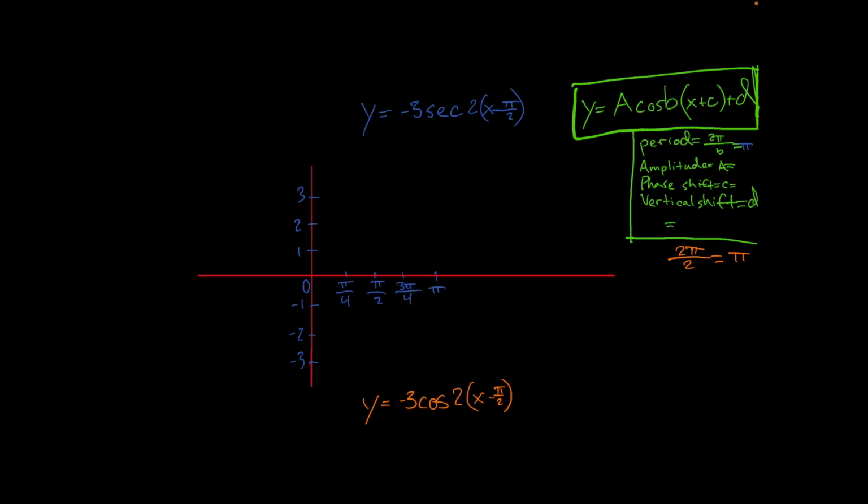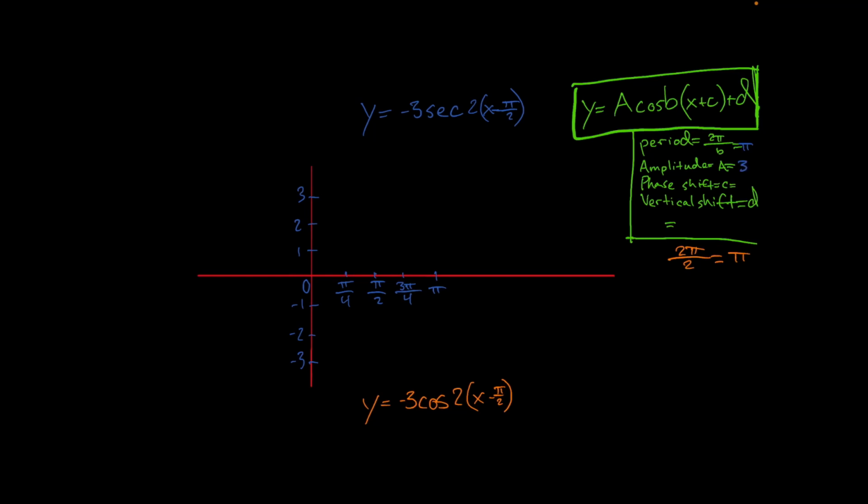Now what's the amplitude? Well, the amplitude is a, and a is being multiplied by the cosine or sine of blah blah blah, or whatever you want to call it. And we have 3 or -3, I'll just write 3. Now what's our phase shift?